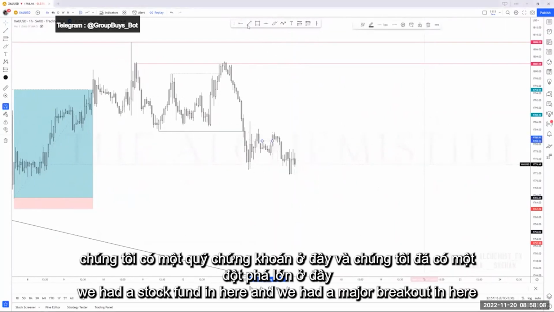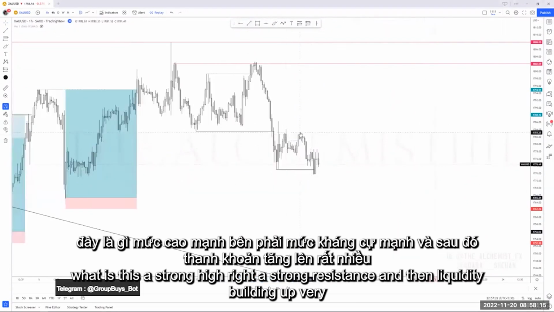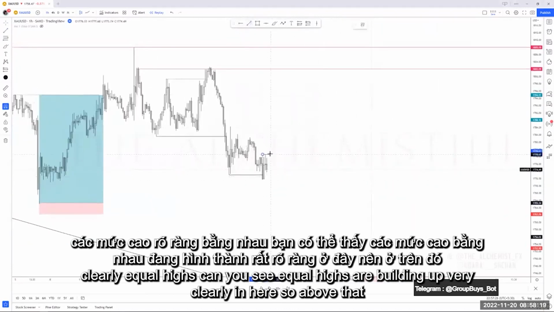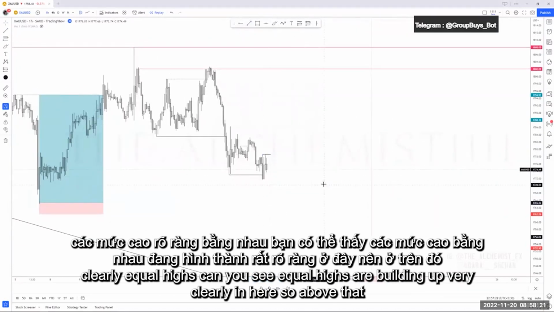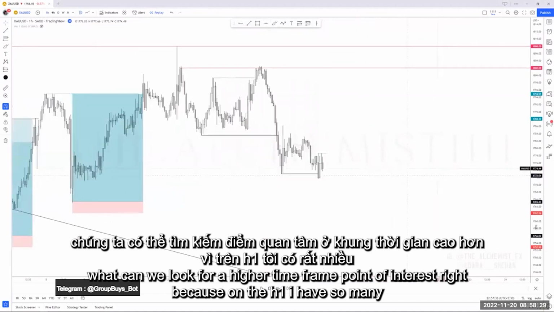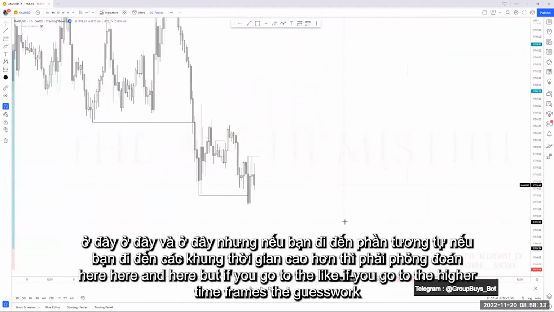See, we had a stop hunt in here, and we had a major breakout in here. What is this? A strong high, right? A strong resistance, and then liquidity building up very clearly. Equal highs. Can you see it? Equal highs are building up very clearly in here. So above that, what can we look for? A higher time frame point of interest, right? Because on the H1, I have so many here, here, and here. But if you go to the higher time frames, the guesswork is over.